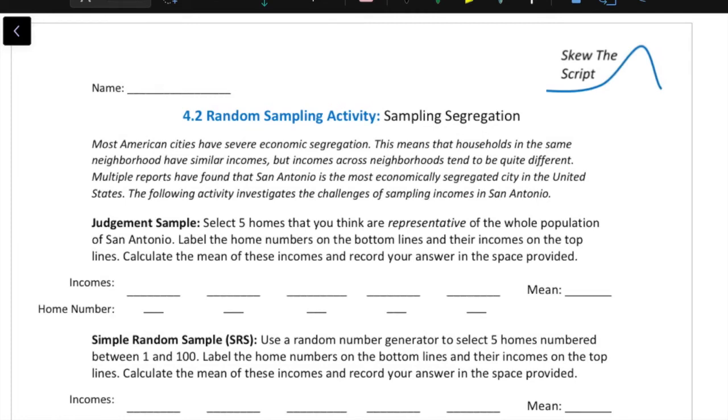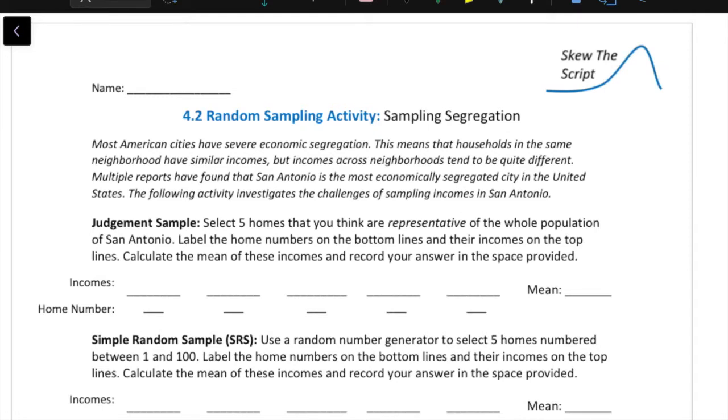So we just learned how to do random sampling methods and the different methods that we have to run an experiment, right? But now, how do we actually apply this? We're going to talk about economic segregation that happens in America, and specifically, we're going to be looking at the city of San Antonio. So most American cities have severe economic segregation.